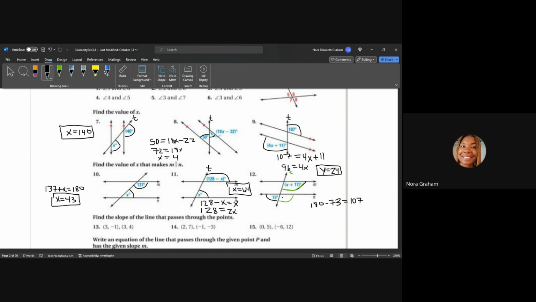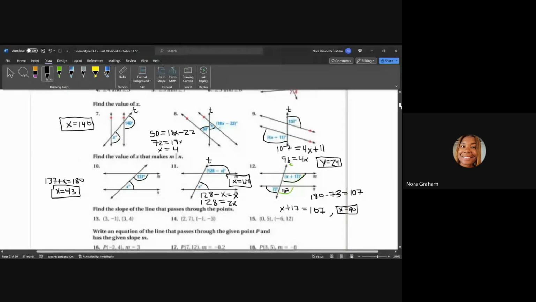Now that I have this as 107 degrees, these are corresponding angles, so I could set these equal to each other now. So then I have x plus 17 equals 107. I just subtract that 17 from both sides. So I'm going to have x equals 90 degrees.